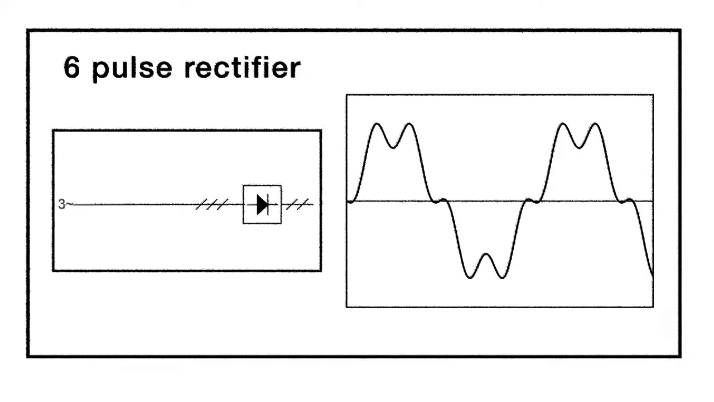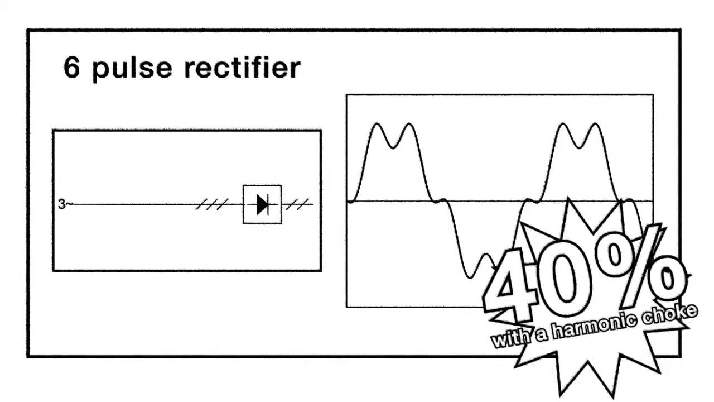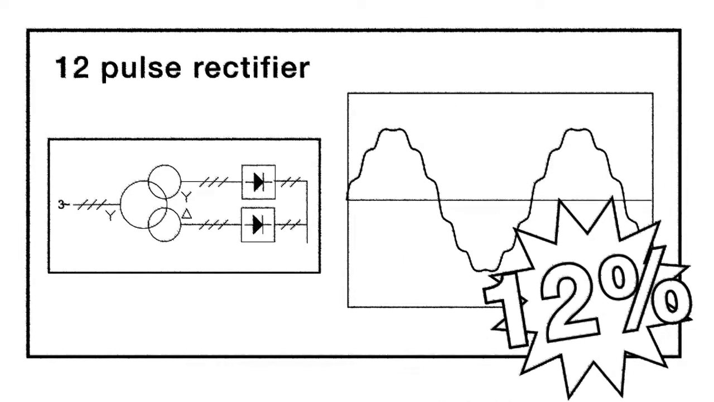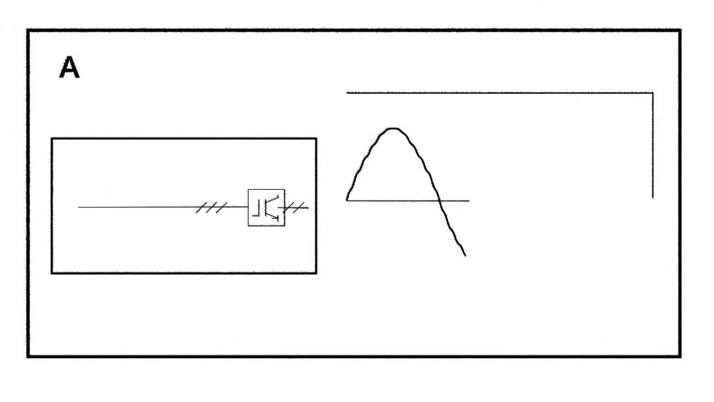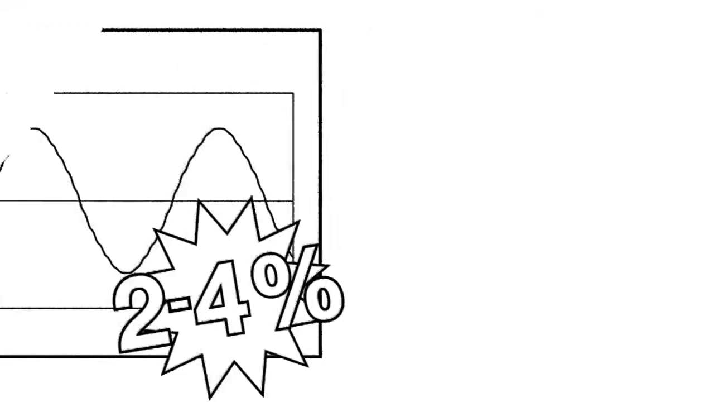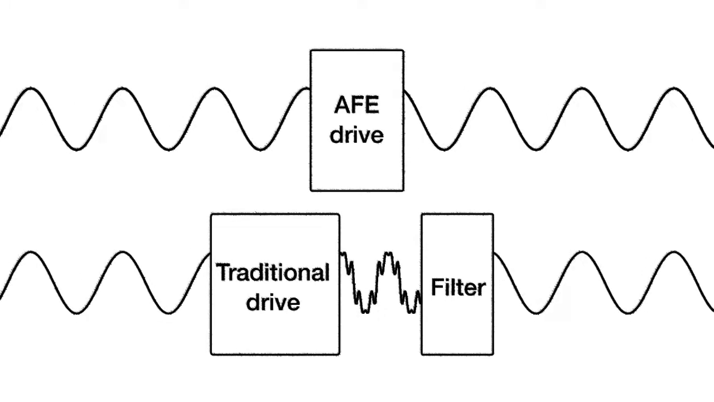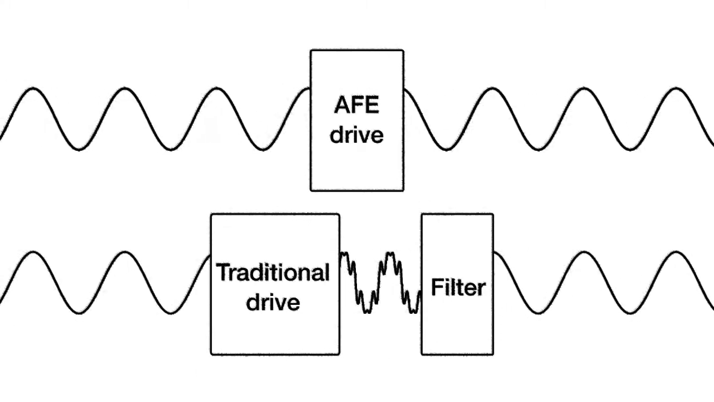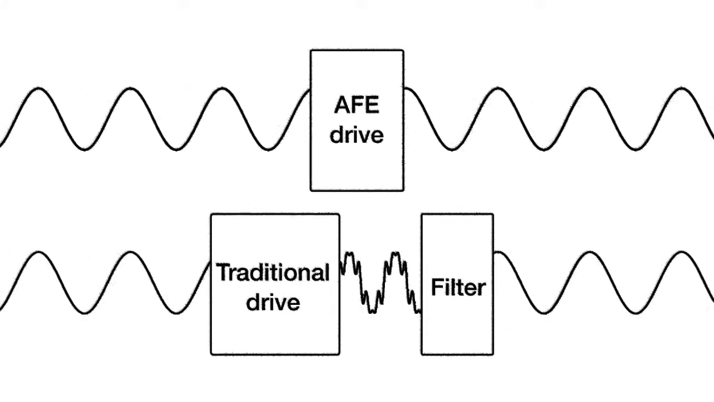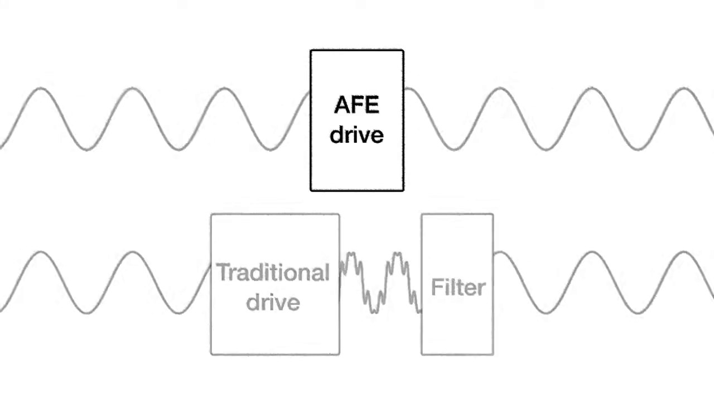Most drives have 6-pulse diode rectifiers, which give relatively high levels of total harmonic distortion, about 40%. 12-pulse rectifiers were introduced some years ago, which reduced the total harmonic distortion to about 12%. However, active front-end drives are now common. These have a total harmonic distortion of only 2 to 4%, providing a fit-and-forget solution. With an active front-end drive, harmonics are dealt with inside the drive and never enter the network. This contrasts with the traditional solution, which is to filter out harmonics after they have been created.